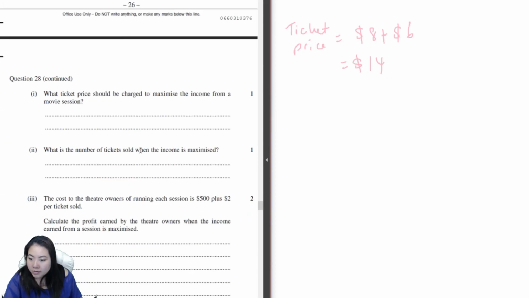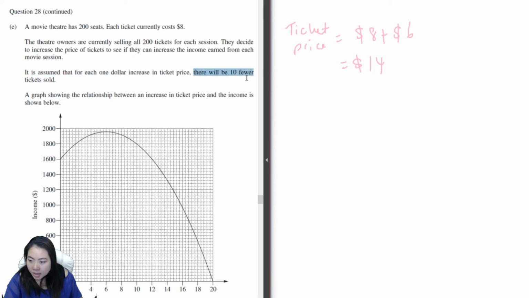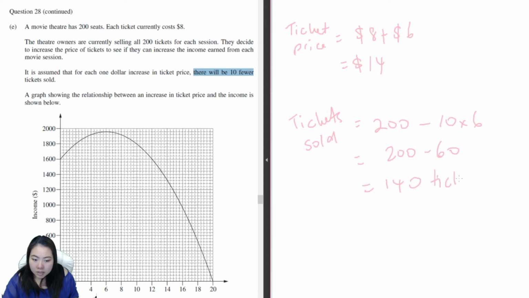Question 2. What is the number of tickets sold when the income is maximized? Well, according to the question, it is assumed that for each dollar increase, there will be 10 fewer tickets sold. And since they increased it by $6, we would think that there will be 60 fewer tickets sold. The tickets sold would be 200 minus 10 times 6. It's 200 minus 60, which is 140 tickets. Let's see.